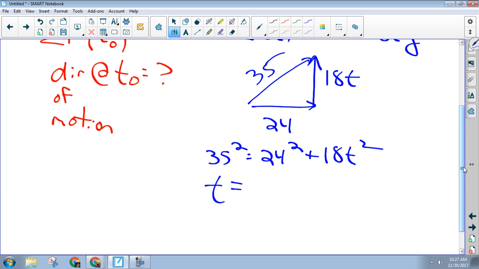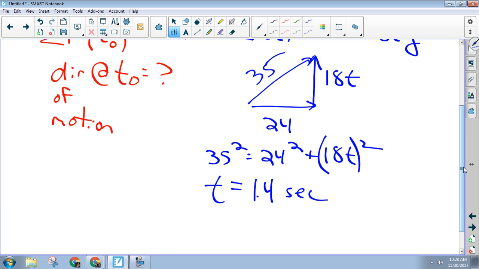Do you have to have 18t quantity squared? Oh yeah, sorry, thank you. You're totally right, that was crappy notation on my part. Okay, so what does this give you? 1.42 seconds? Yep. Good.